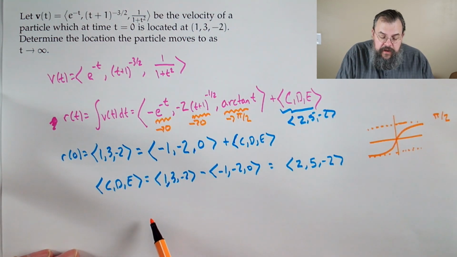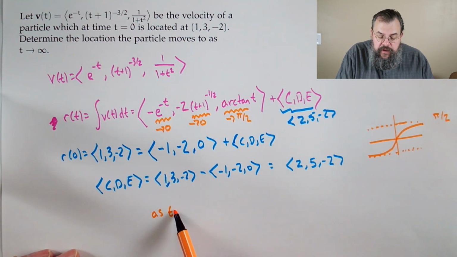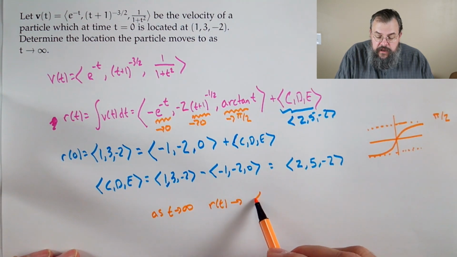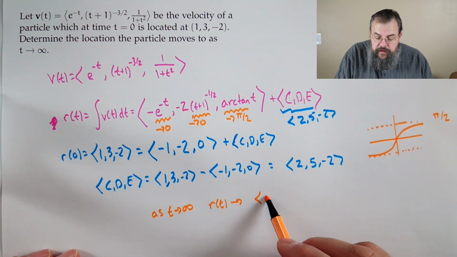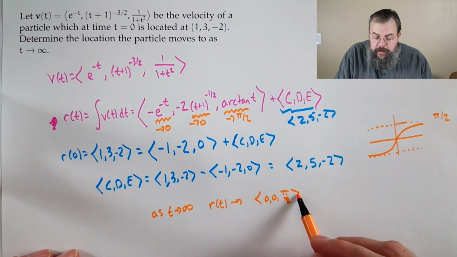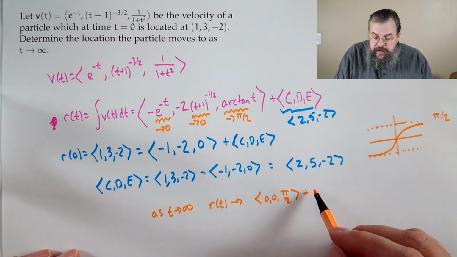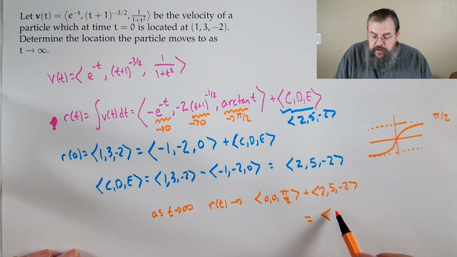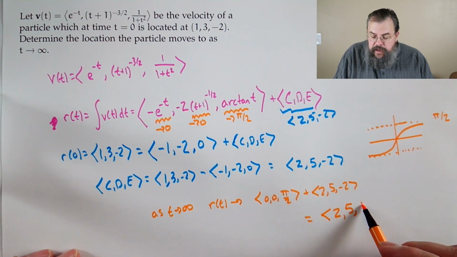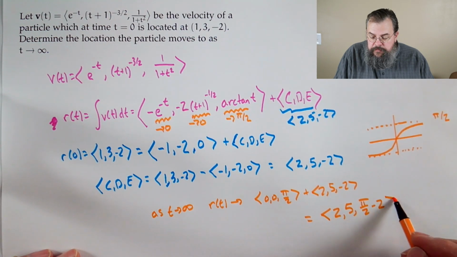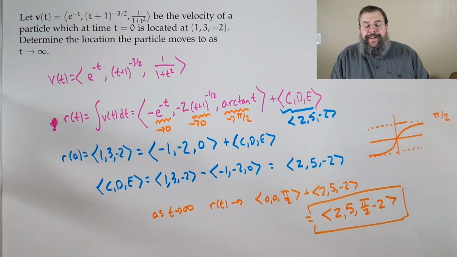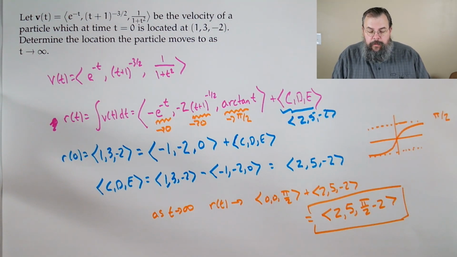So what we have is as t goes to infinity, r of t is going towards (0, 0, pi halves) plus this vector, (2, 5, negative 2). Well, we put it together, and we'll get (2, 5, pi halves minus 2). And there we go. That's our answer. So that's where our particle goes to as time goes to infinity.